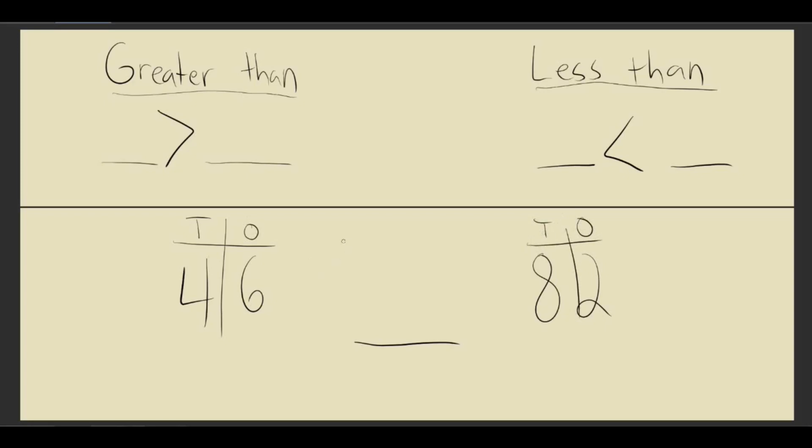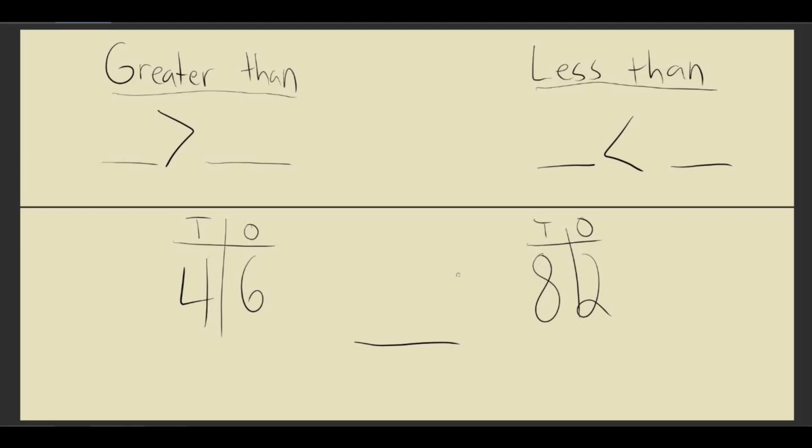Now that I'm able to compare the 2 numbers, first I'm going to look in the tens place. I look in the tens place first because the tens place is the largest, and I'm going to compare from largest to smallest. So let's look at the tens place in our first number. The tens place value in our first number is 4. That means there are 4 tens in the number 46. In our second number, the tens place is 8. That means there are 8 tens in the number 82.